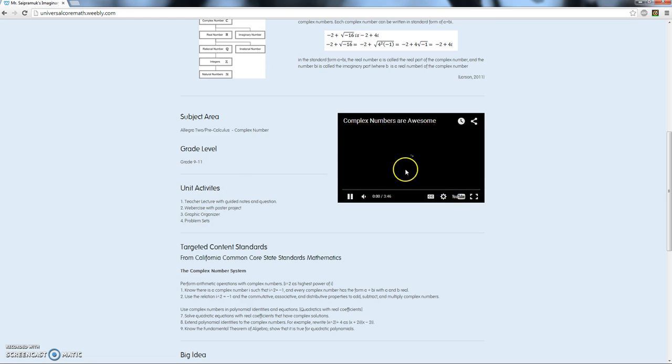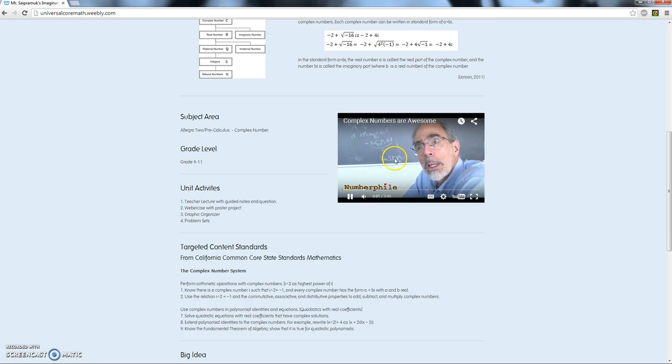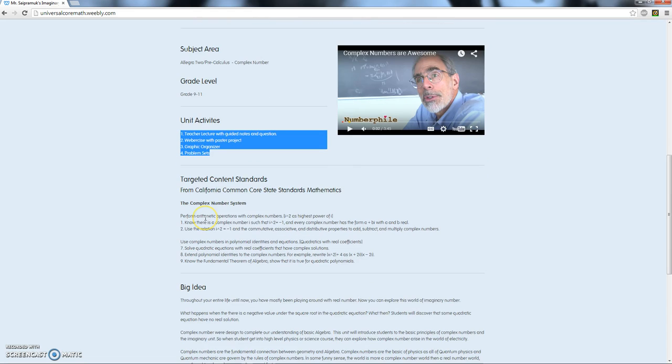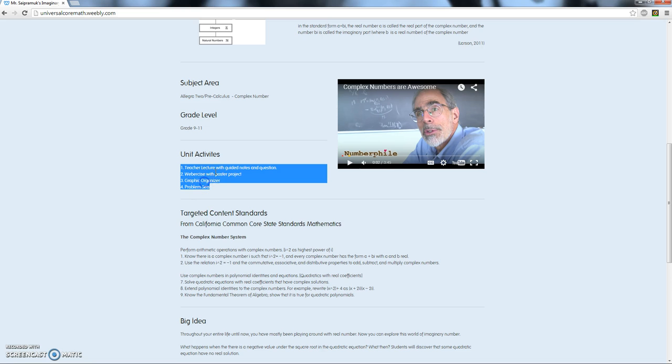Here you could see the quick video of what complex numbers are. And the subject area, most classes teach this in Algebra 2, but also in pre-calculus, the complex number system. The grade level is 9 to 11. So there are 4 activities here. There are the teacher lecture with guided notes, the web assign with a poster project, and graphic organizers.